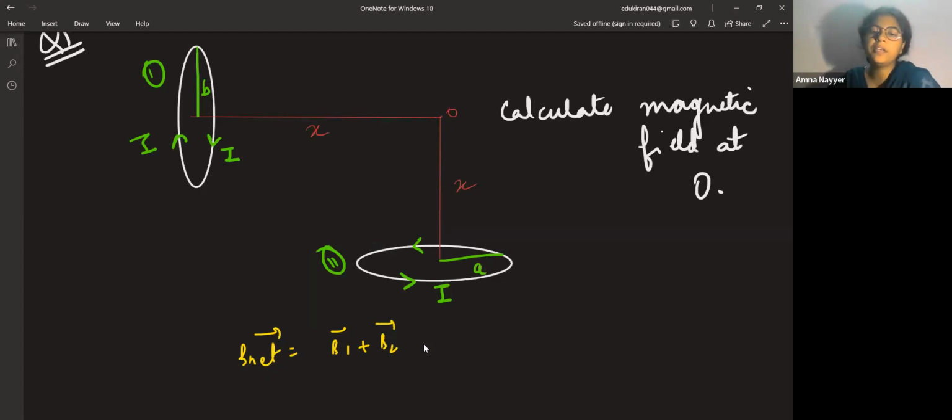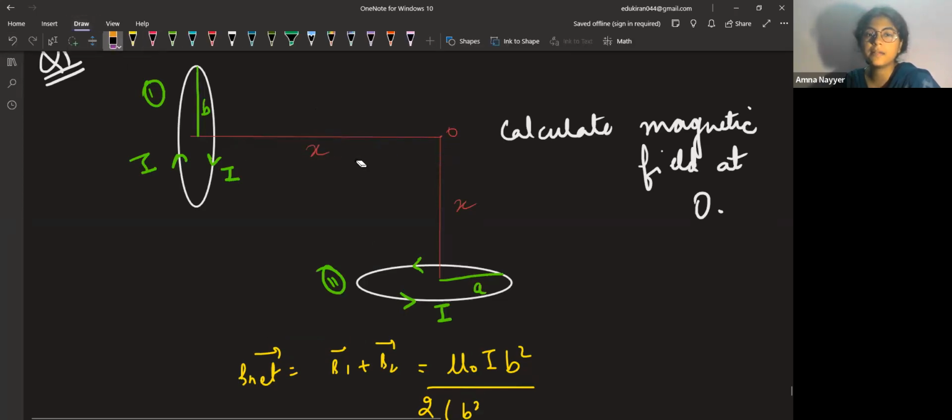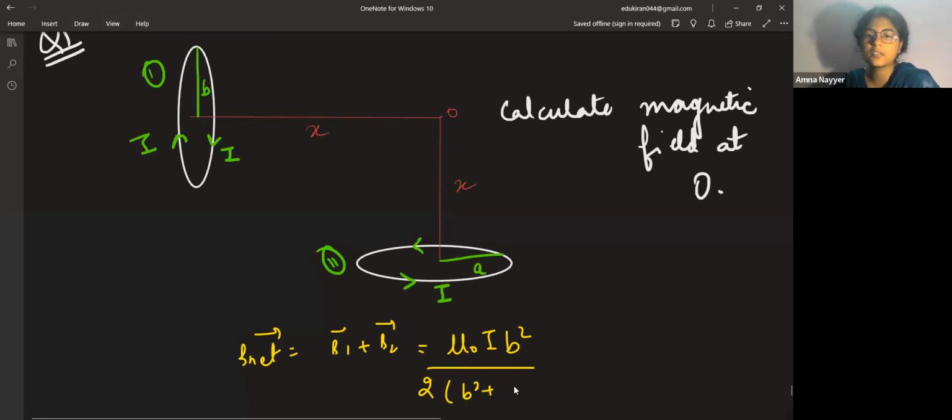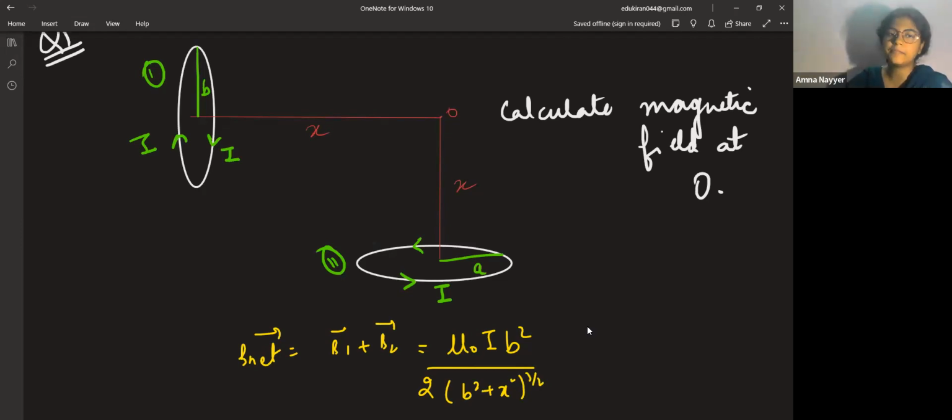Now when we're talking about B1, it is this. So mu naught I R, what is the radius? Radius is b. So b square divided by 2 times b square plus axis x square to the power 3 by 2. Now direction. Again, current is moving like this in the YZ plane. Curl your fingers like this. This is the direction. Current is moving into the page, coming from beneath. So the thumb is pointing here. This is minus i cap.